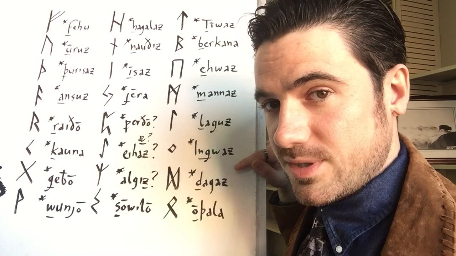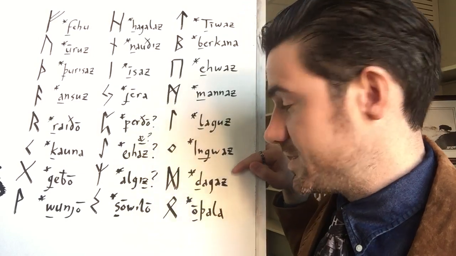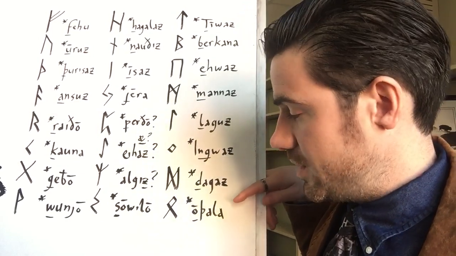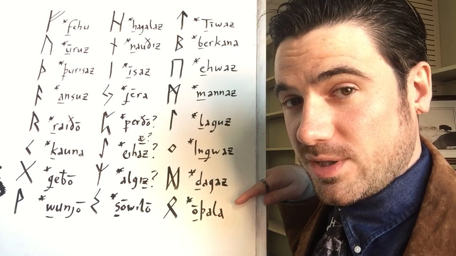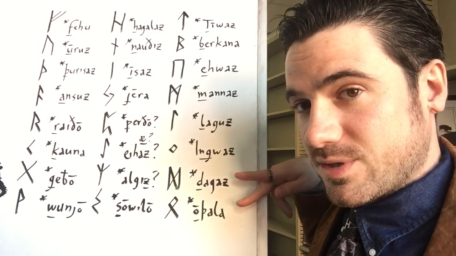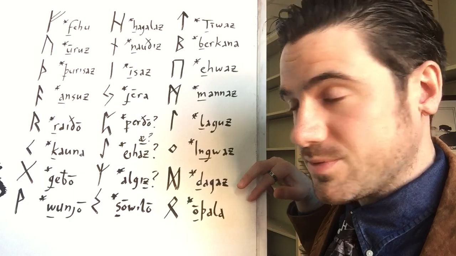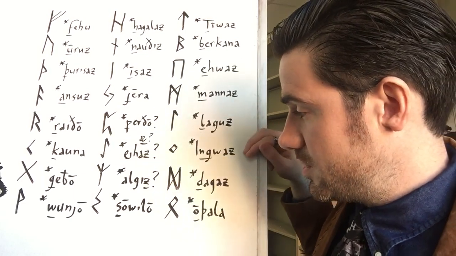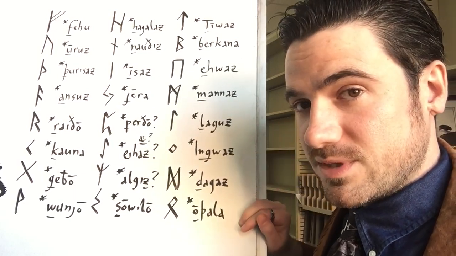Then there's the D rune. It's named Dagaz, which means day. And the O rune, which is named Othala, which means inherited property. Sometimes in Elder Futhark inscriptions you'll see the order of these two runes reversed, but the correct or original order seems to be with D and then O.